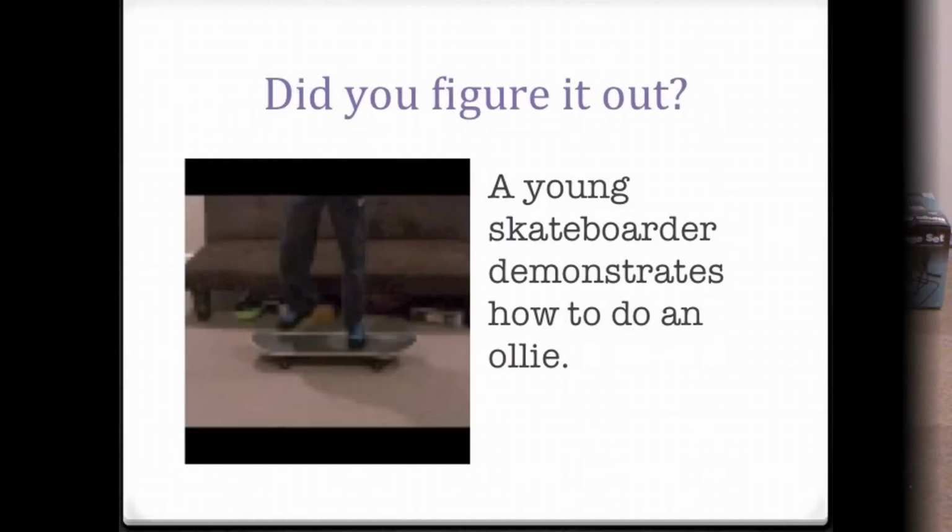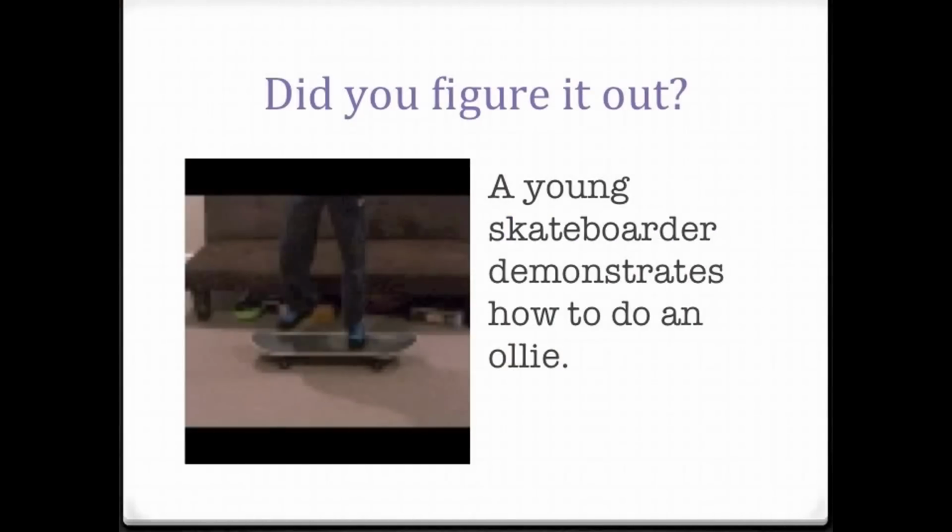Did you find the complete and simple subjects? Let's check. The subject tells who or what the sentence is about. The complete subject in this sentence is a young skateboarder, because that is who performs the action of the sentence. The simple subject is skateboarder. Skateboarder is a noun, a person.